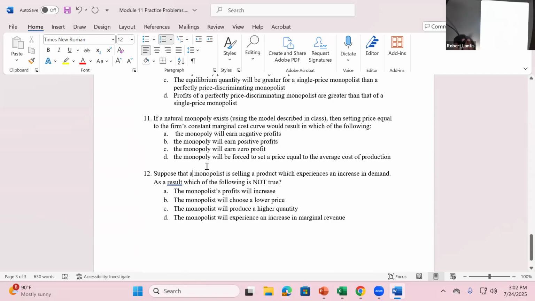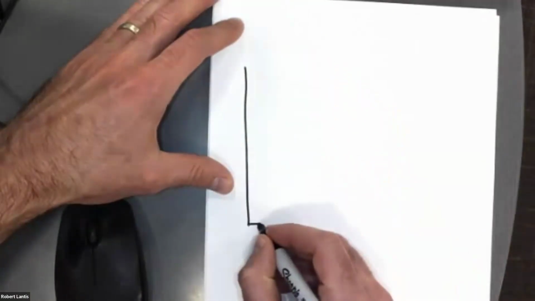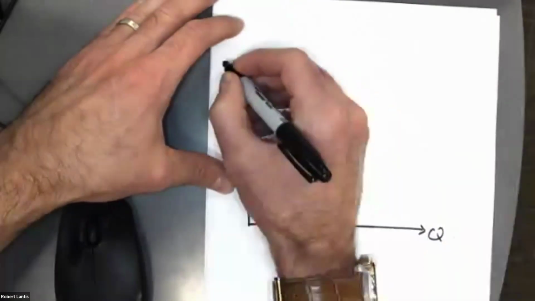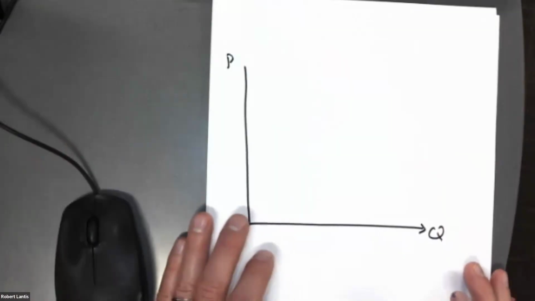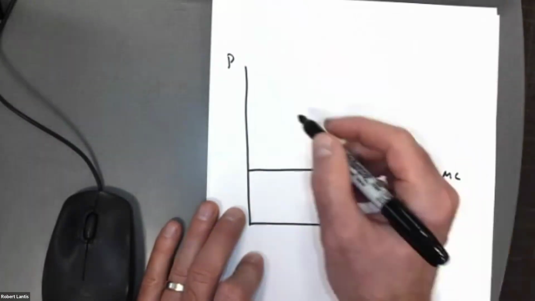If I've got a monopolist, and I definitely make sure I'm much more careful: unless I tell you it's a price discriminating monopolist, assume that it's a single price. But I'll make sure, on the quiz and exam, I always write in single price or perfect price discrimination or perfect price discriminating monopolist to really make sure we're aware. So single price monopolist, which of the following is not going to be true if demand increases? Okay, let's draw this out. I'll draw it with a constant marginal cost just to help solidify this idea. The same thing would be true if we had increasing marginal costs.